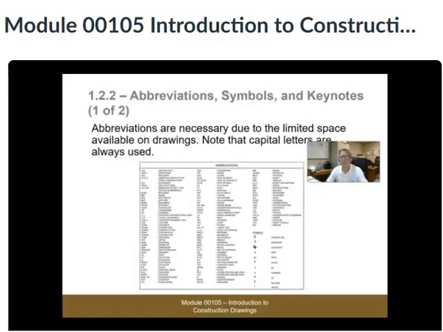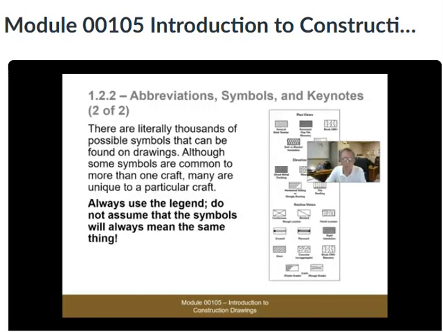Then it says abbreviations, symbols, and keynotes. So we want to keep the information as small as possible. So we're going to use keynotes, symbols, abbreviations, and stuff. We just got to become familiar with them. It says abbreviations are necessary due to the limited space available on drawings. Note that capital letters are always used. So I would also read over these and study these. These always be the same. You'll see them over and over.